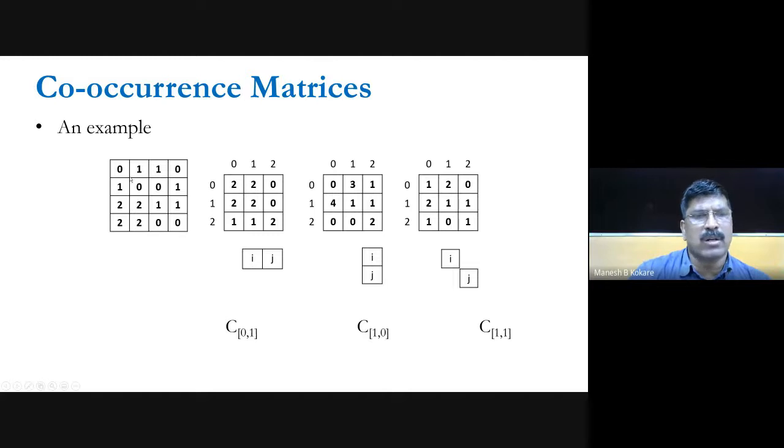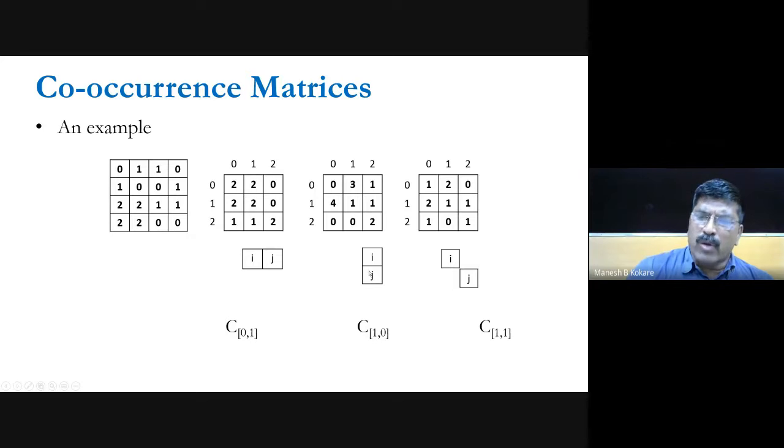Then 1, 2: where is 1, 2 coming? There is no 1, 2 relation in the original image, so this is 0. Now 2, 0 is here 1 time, so it is 1. Then 2, 1 is 1 time here, so it is 1. Then 2, 2 is occurring here 1 time and here also 1 time, so it is 2. So in this way you got the co-occurrence matrix C0,1 with this relation, right?